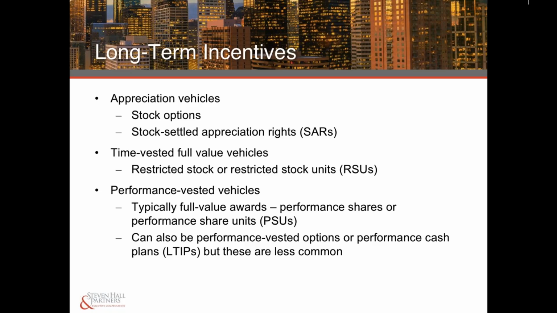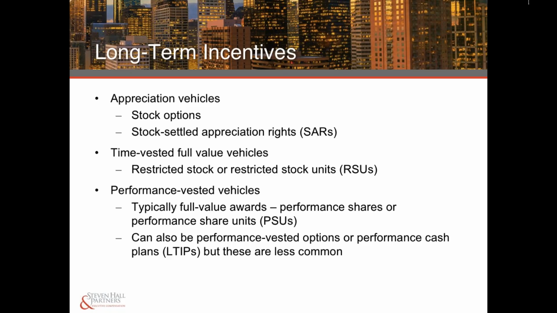When we think about long-term, we're basically thinking about 3 types, and those are appreciation vehicles, such as stock options or stock-settled appreciation rights, SARs. These are awards where there's only value delivered to the participant if the stock grows from the date of grant. If so, there'll be an exercise price for an option. If the stock goes down, that's when we talk about underwater stock options, where the exercise price is greater than the current stock price.